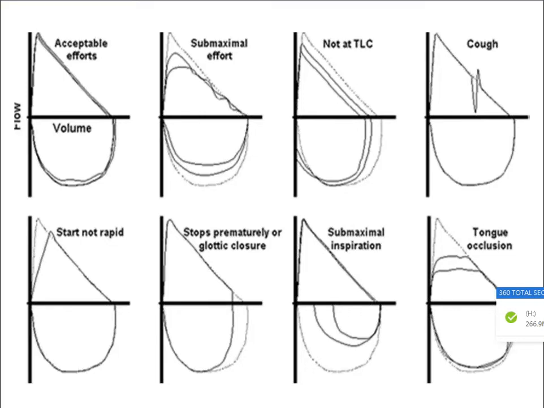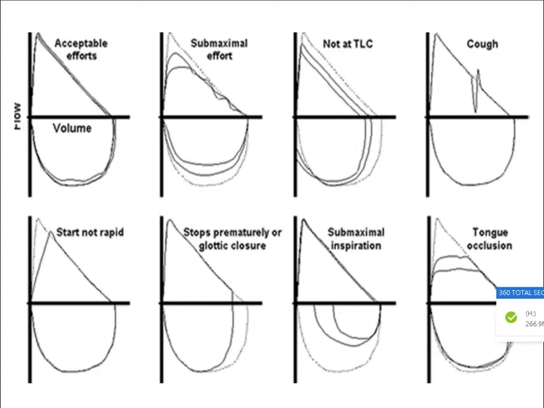Again, next diagram. The start of the procedure should be rapid. Initially the procedure should start rapidly, so the person is able to blow out the air as fast as possible. Otherwise the start of the procedure would not be rapid. Also, the patient is not supposed to stop the procedure prematurely. If the patient stops prematurely, there will be glottis closure and we will not obtain good curves.